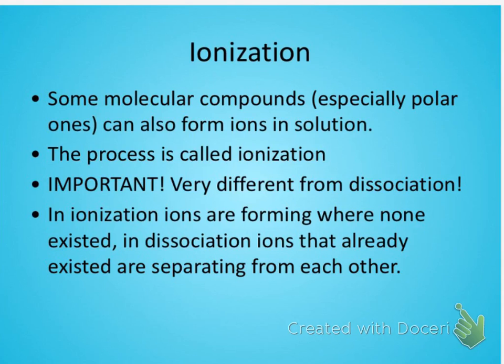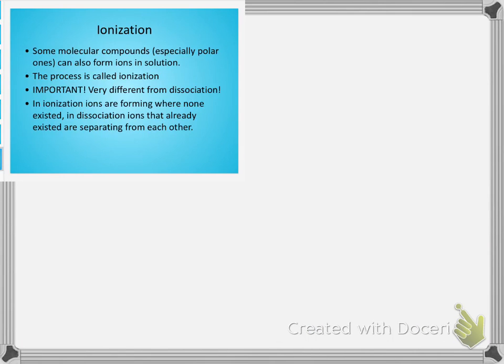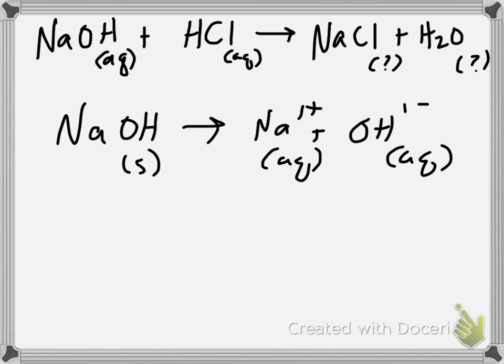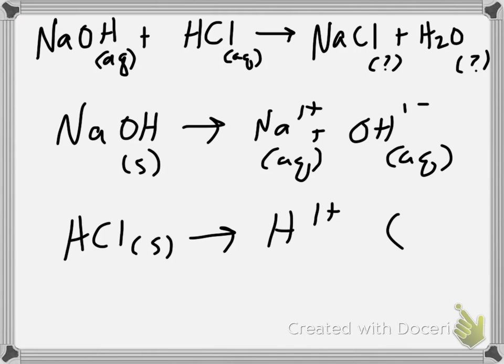But in dissociation, they're already charged particles. They've just gotten separated from one another. In ionization, they are becoming charged particles. They're forming ions. HCl is a case of the latter. HCl ionizes. Okay, so knowing that, we know that what's going to happen to that HCl is the same thing that happened to the NaOH. We're going to get hydrogen ions, and we're going to get chloride ions in aqueous solution, which means that the rest of our steps are pretty much the same.